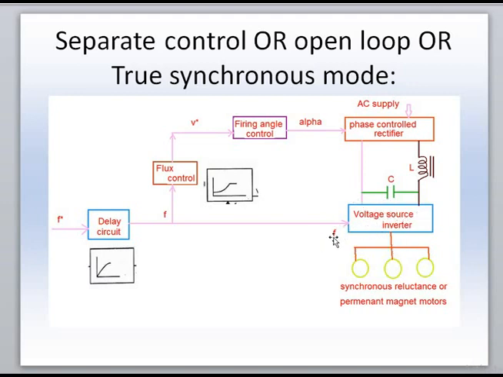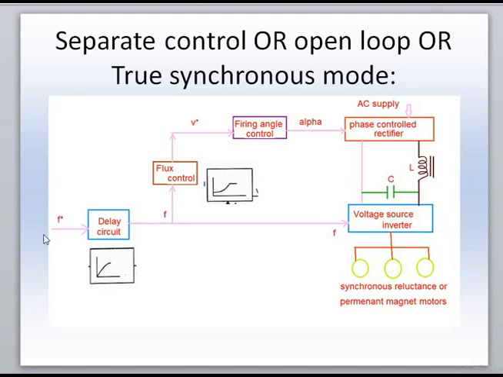VSI is operated based on the frequency. VSI also consists of SCRs. It is also controlled based on the reference frequency. That means V and F both are controlled here. V is controlled by using a firing angle control, and in the VSI, the frequency is controlled by using this frequency signal which is given to the VSI. So both V and F are controlled in two stages. V is controlled based on the phase control rectifier, F is controlled based on the voltage source inverter. Like this we are operating the open loop control. There is no feedback here, that's why it is an open loop control.